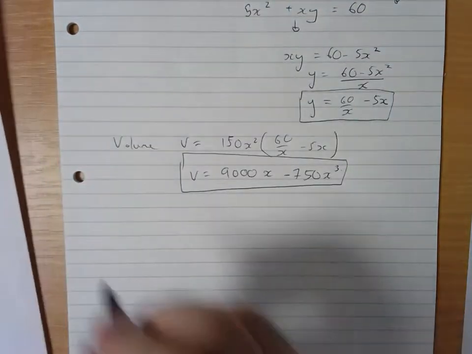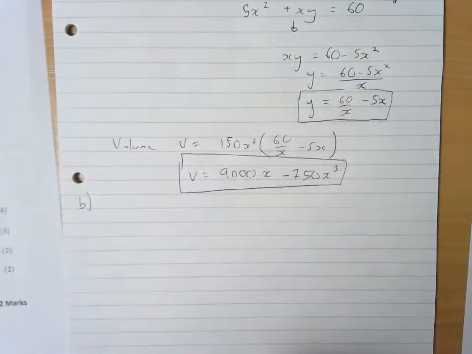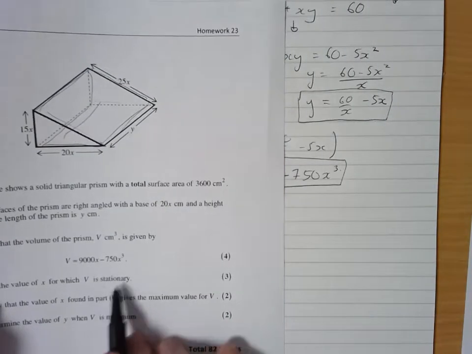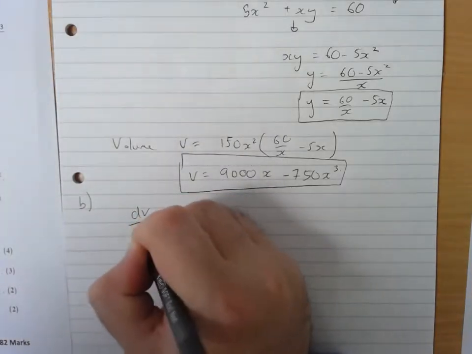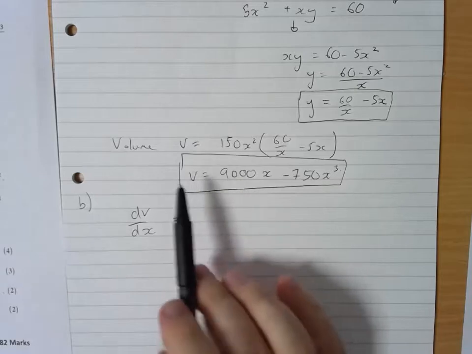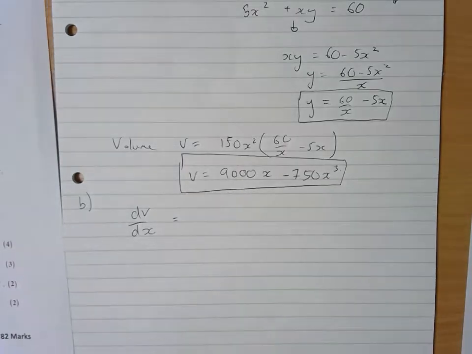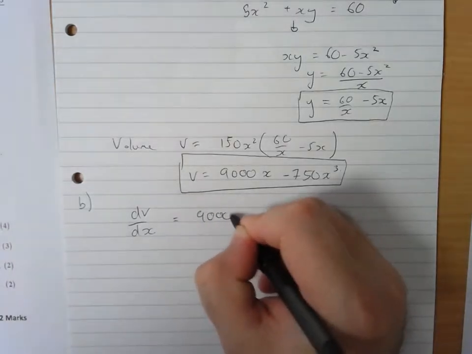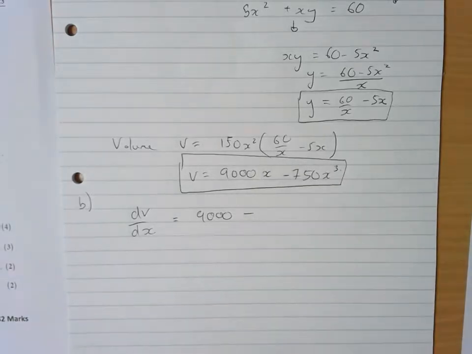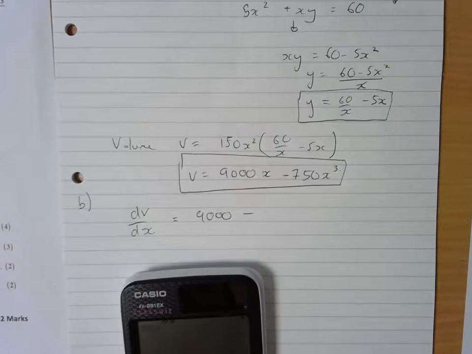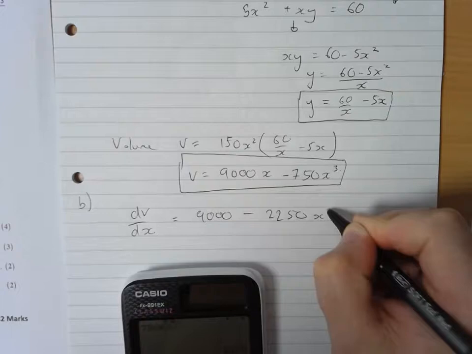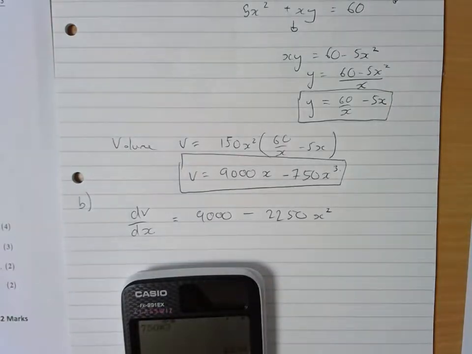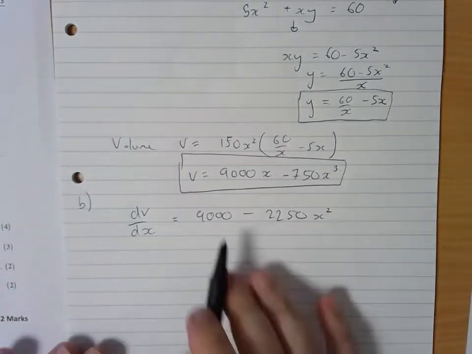We're going to use this now in part B to find the value of x for which V is stationary. So we're after turning points. So we need dV by dx. We're not going to use dy by dx because this is a V instead. So this is 9000, because the x disappears when we differentiate. We need to do 750 times 3, which is 2250x squared. So we've got this.